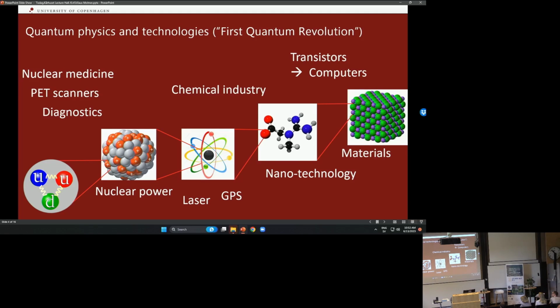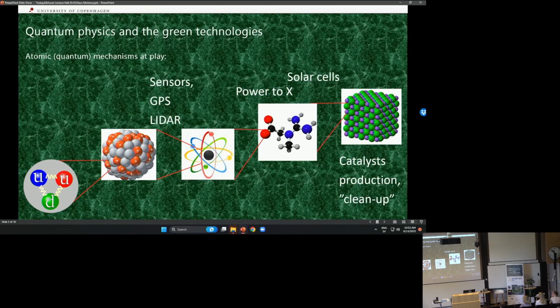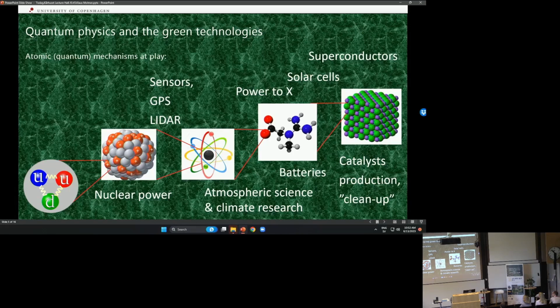Simulations pave the way for testing many materials, for example. And then there's, just to mention it because it's on the agenda today, of course, all these technologies are also super important in the green technologies. So we will have power to X, we'll have catalysts, we have batteries, we have all these things where chemistry and physics goes hand in hand. And there's a big hope that we can also contribute to this.